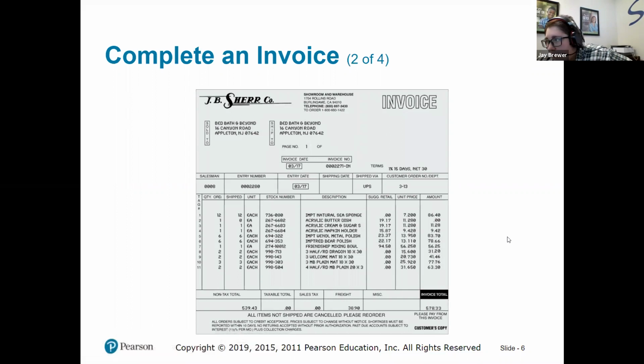Questions on how to read an invoice? You will have to practice that. It will be on the homework. I believe it will also be on at least the quiz or the exam.